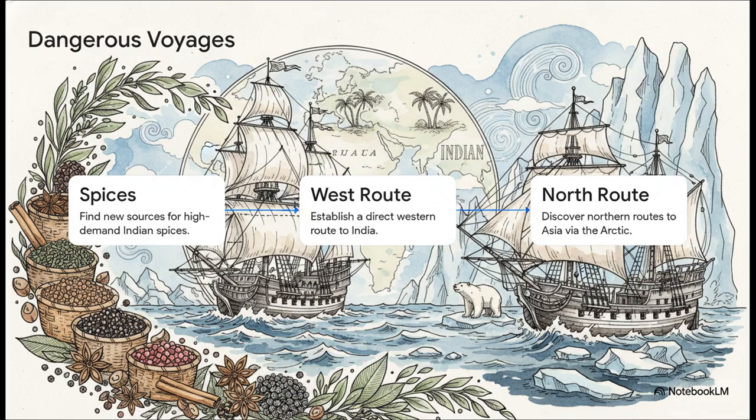First, everyone wanted direct access to high-demand Indian spices, cutting out the middlemen to maximize profit. Second, explorers like Columbus were fiercely motivated and funded to establish a direct western route to India. And third, you had crews braving the freezing elements to try and discover northern routes to Asia via the Arctic.